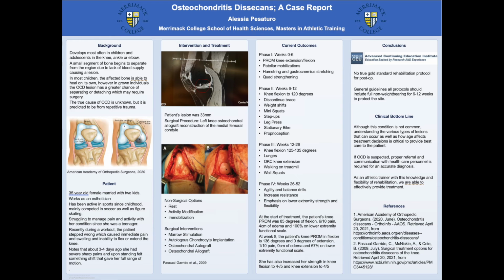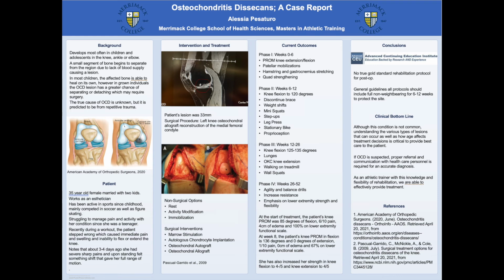If she was to return to sports, the type of sport would determine her return. So for low impact sports, such as skating and cycling, it's around 6 to 8 months. Moderate impact sports are 8 to 10 months, so any aerobic activity. And high impact sports, such as soccer, is 12 to 18 months.